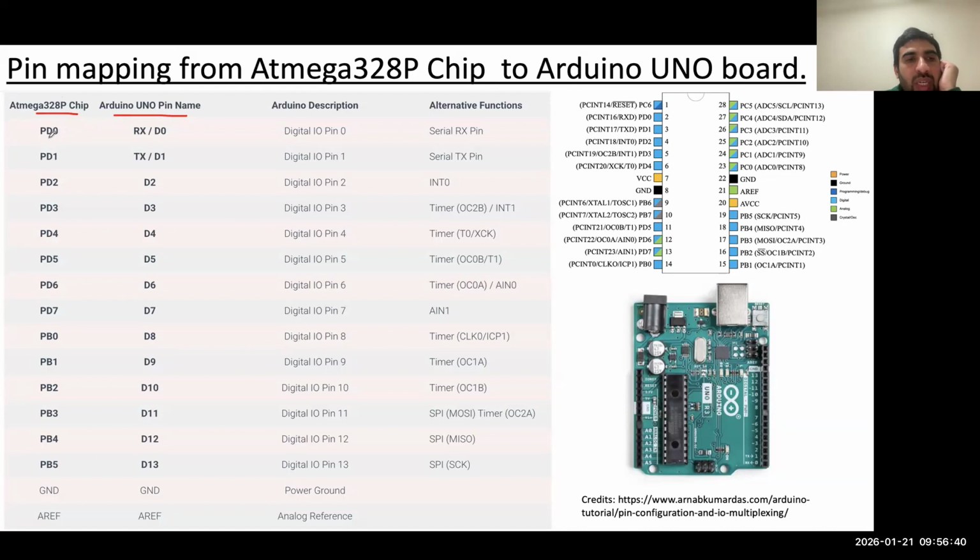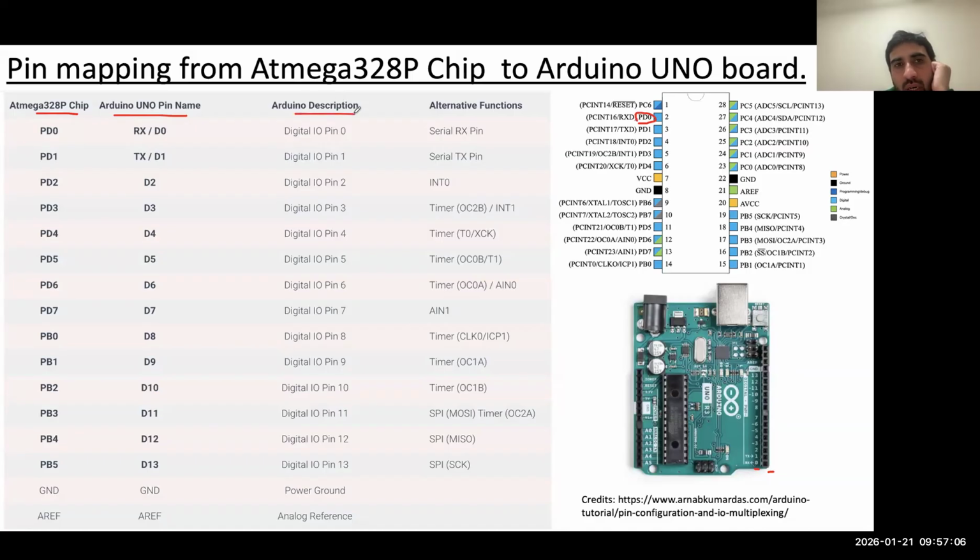So for example, here it means that PD0 is actually connected with D0. So where is PD0? This one, right? So this is basically connected with D0. What is D0? This one here, if you can see. So this is D0, or digital zero. D stands for digital.